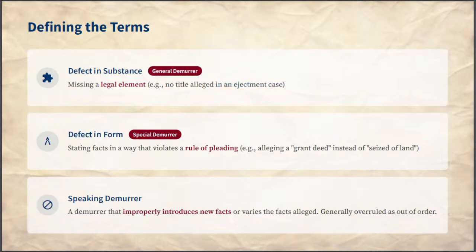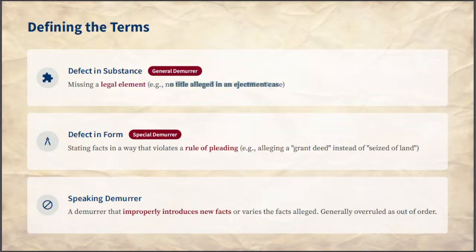It could also be a defect in form, a special demurrer, stating facts in a way that violates a rule of pleading. So here's looking at it from a special demurrer. An example given here is alleging a grant deed instead of seized of land. Do you see here the defect? And then there's the speaking demurrer. These are less used. It's a demurrer that improperly introduces new facts or varies the facts alleged, and that's generally overruled, is out of order.